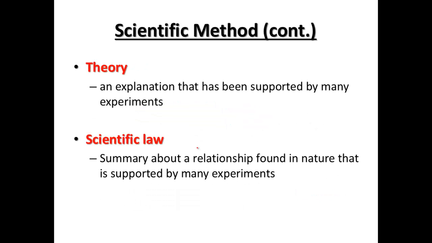Now, a theory is an explanation that has been supported by many experiments. So we have a lot of theories out there, the cell theory, the theory of relativity. These are all explanations supported by many experiments. And then we have what are called scientific laws. Scientific laws are a summary about relationships found in nature that's supported by many experiments. So we've got like the law of gravity. These are just going to be relationships found in nature. We're not exactly sure why all of them work. We just know that they always do and are very predictable. So that's our difference between the scientific law, just the way it is, and our theory.